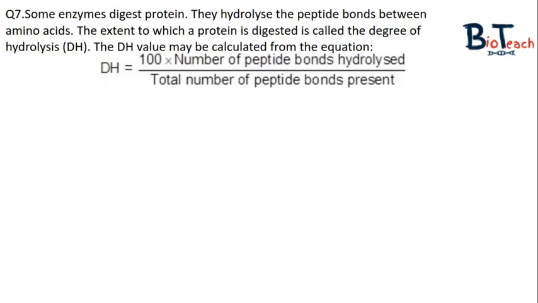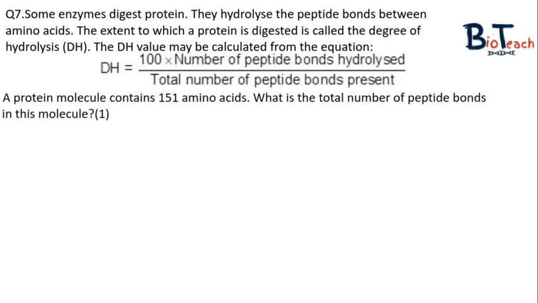The final question gives you a bit of information about the degree of hydrolysis and an equation. Part A says that the protein molecule contains 151 amino acids. What is the total number of peptide bonds present in this molecule? Well, we know that when we have two amino acids, for example, there is one peptide bond between them. So by having 151 amino acids, we must have 150 bonds, i.e., one less than the number of amino acids present.